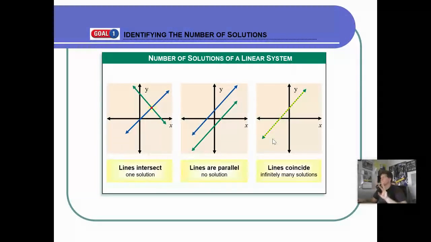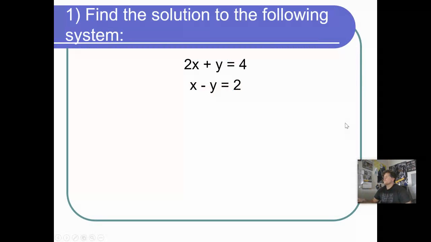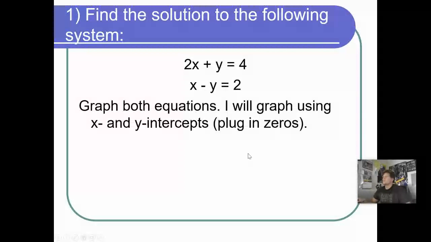So three different types. Let's look at some examples with this stuff. Here's the first example. We have 2x plus y equals 4. We have x minus y equals 2. I want to graph this stuff. I don't like the form it's in right now. I want to try to convert it to slope-intercept form. No, actually, I'm not. I'm going to stick with standard form here.